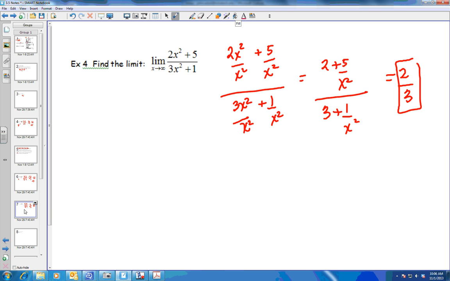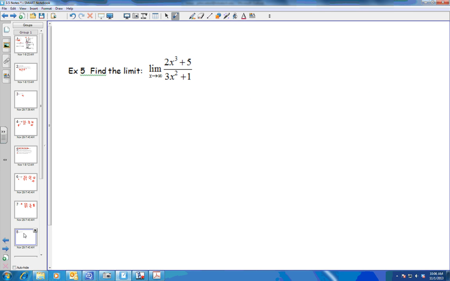Okay, let's look at this one. The degrees are the same, so my answer is the ratio of the leading coefficients, 2 over 3. Now, when I say ratio of leading coefficients, I always write my numbers in descending order, so like an x squared plus an x plus my number without anything. Okay, all right. So let's see if we can use our shortcut on this.